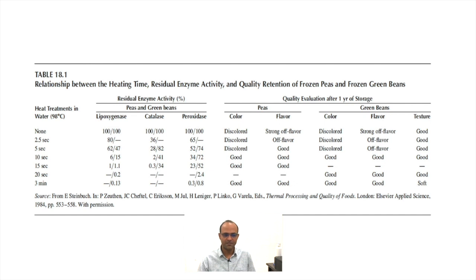For peas the quality evaluation was good in terms of color and flavor. Similarly for green peas, they retained color and flavor, and at the same time the texture was very soft. So here we have seen that because of the blanching, the residual enzymatic activity slows down. At the same time the surface microorganisms get killed, and even in storage the color, flavor and texture can be good by this blanching treatment.